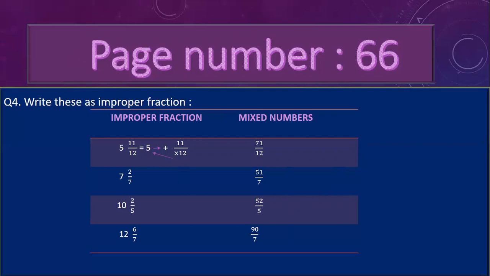The last part is 12 whole number 6 over 7. We multiply 7 and 12. 12 sevens are 84 and we add 6 in it, 90. 90 over 7 is the answer of the mixed number 12 whole number 6 over 7. Here we complete question 4.